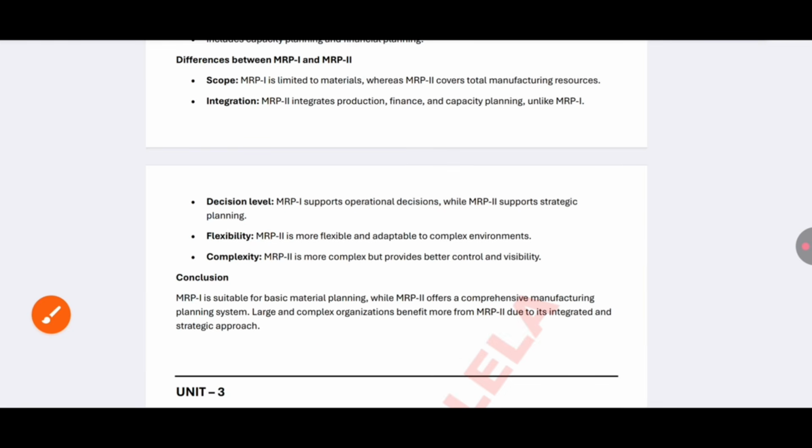Just be perfect with these three questions. Compulsorily, out of these three questions, one question will definitely be asked in the examination. There is no doubt at all.